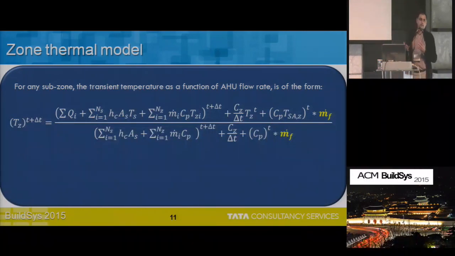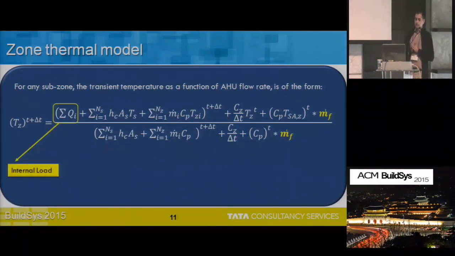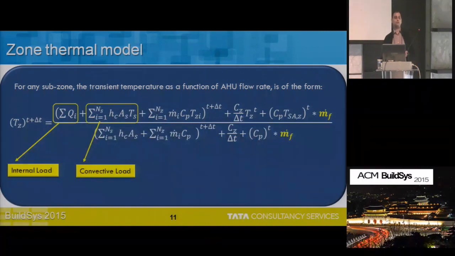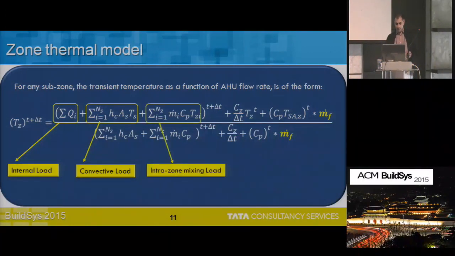if you rewrite your temperature heat balance equation as a function of your mass flow rate, this is what you see. It looks a bit scary in the beginning, but it's not. I'll explain what each term means. We have an internal load term which accounts for your lighting, electrical and people load. You also have convective load, which is as a result of convection from your walls and other things due to your ambient conditions. The main term here is the intra-zone mixing, which accounts for mixing between different AHU regions of control.